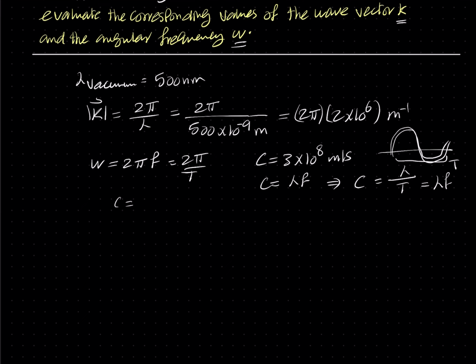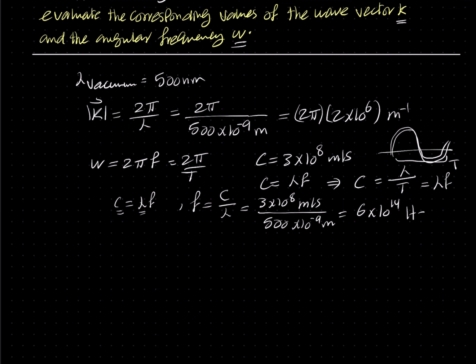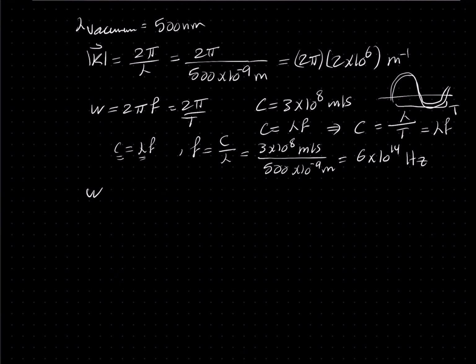So c equals lambda f. We're given lambda. We know what c is. We can calculate f. So f is going to be c over lambda. So 3 times 10 power 8 meter per second over 500 times 10 power minus 9 meters. And we get 6 times 10 power 14 hertz. All right, so now we can calculate omega, which is going to be 2 pi times f, which is 6 times 10 power 14, and all is going to be rad per second, radians per second.